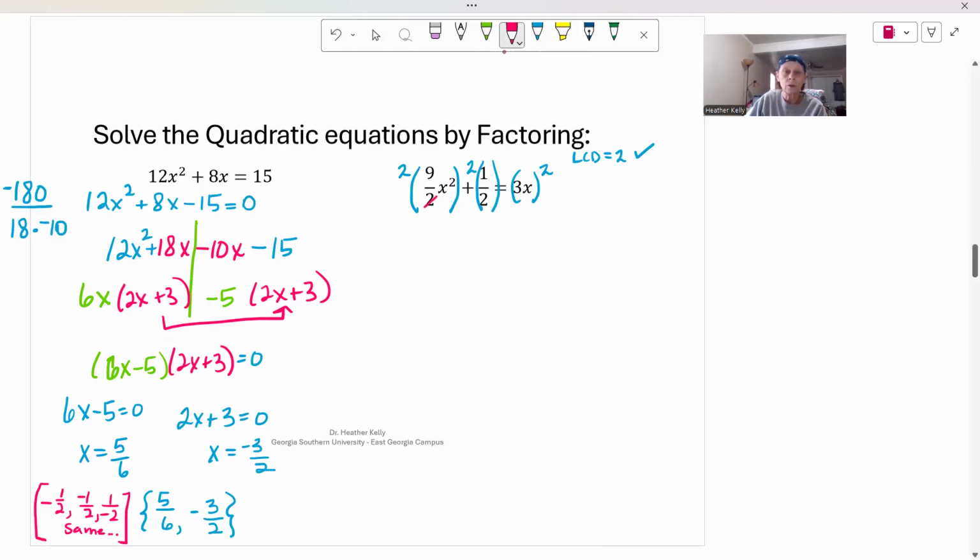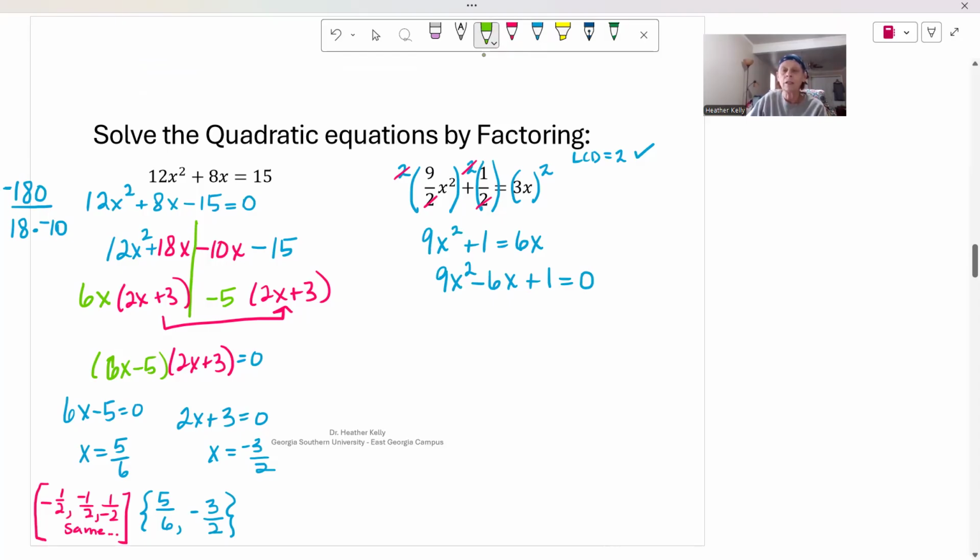Okay, so these 2's cancel out here, and they cancel out there. That's not a square, that's times 2. Should have wrote it on the other side, but I didn't. So here we have 9x squared plus 1 is equal to 6x. Now we're going to put it in descending order. 9x squared minus 6x plus 1 equals 0.